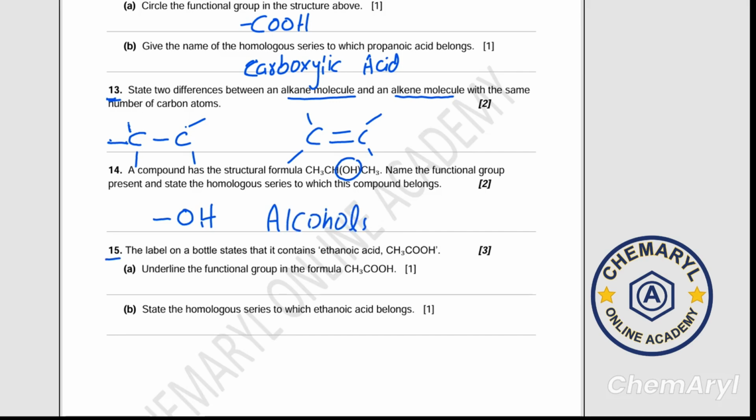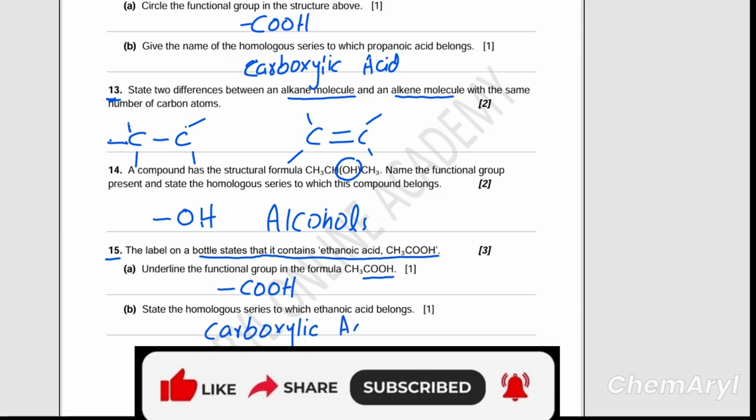Next question is 15. The label on a bottle states that it contains ethanoic acid. Underline the functional group in CH3COOH. Here the functional group is COOH. Option B is state the homologous series to which ethanoic acid belongs. Carboxylic acid. Hopefully, dear student, everyone got it well.